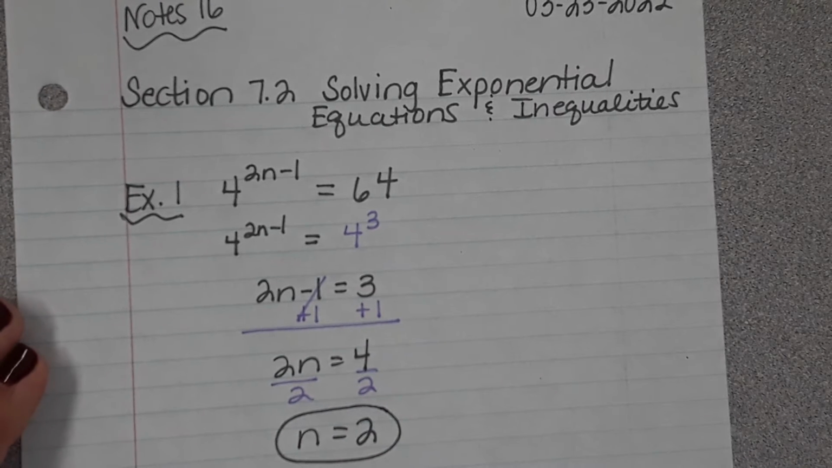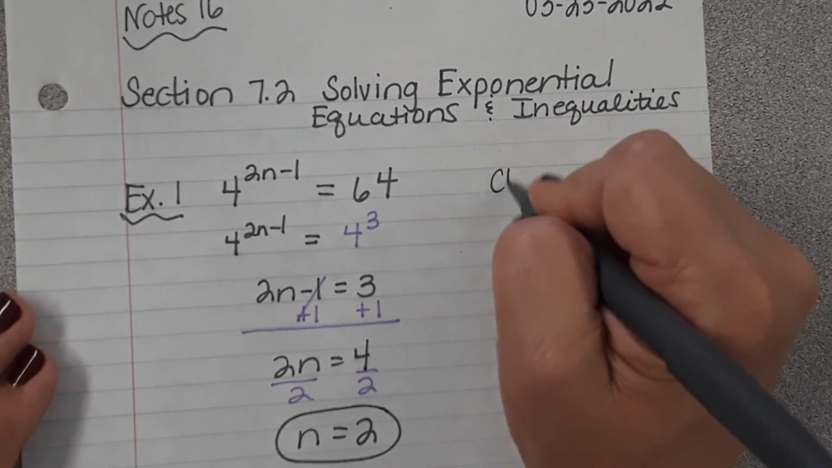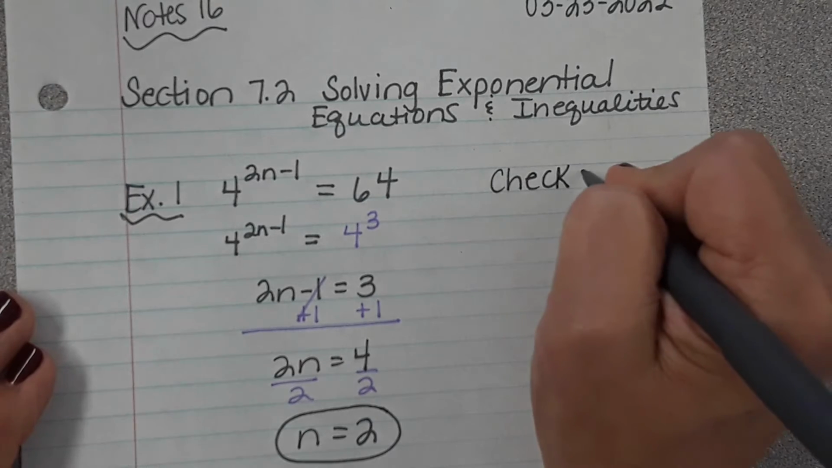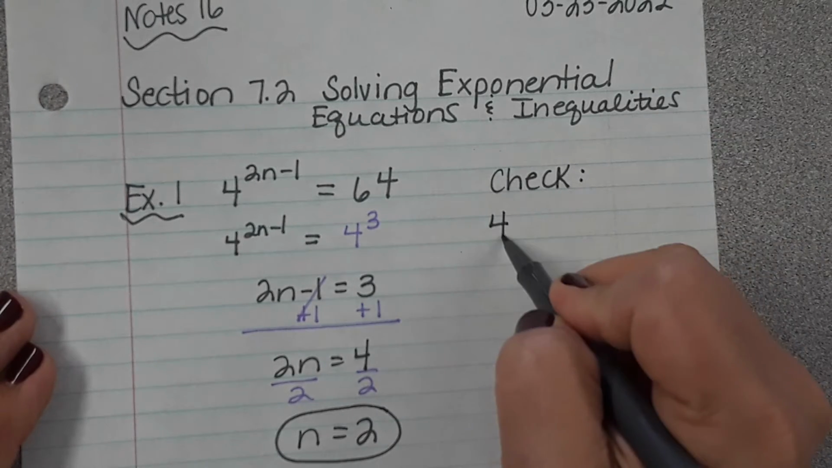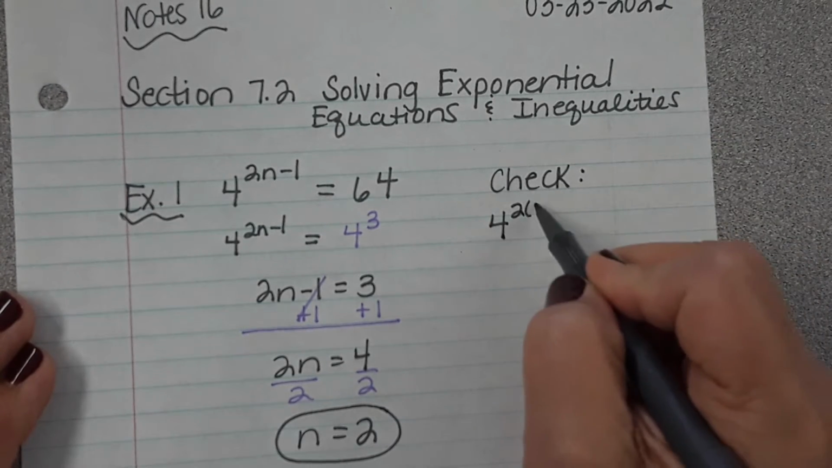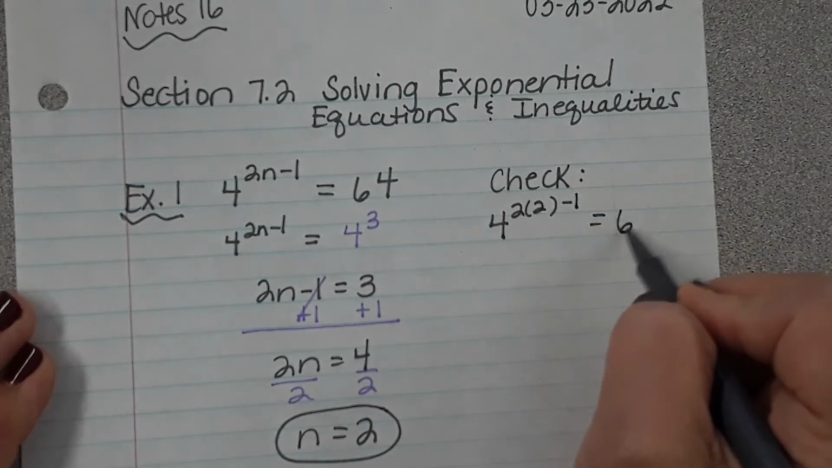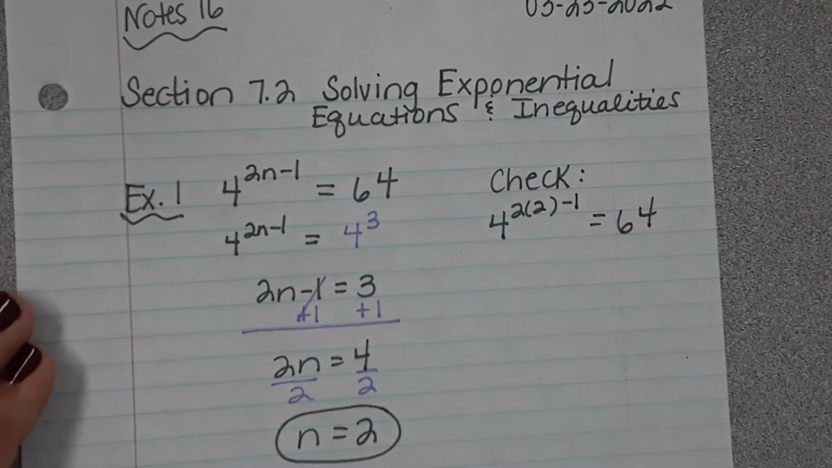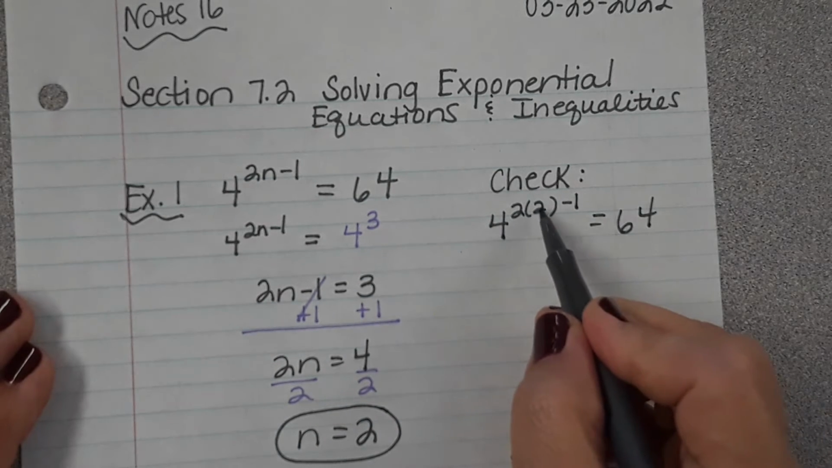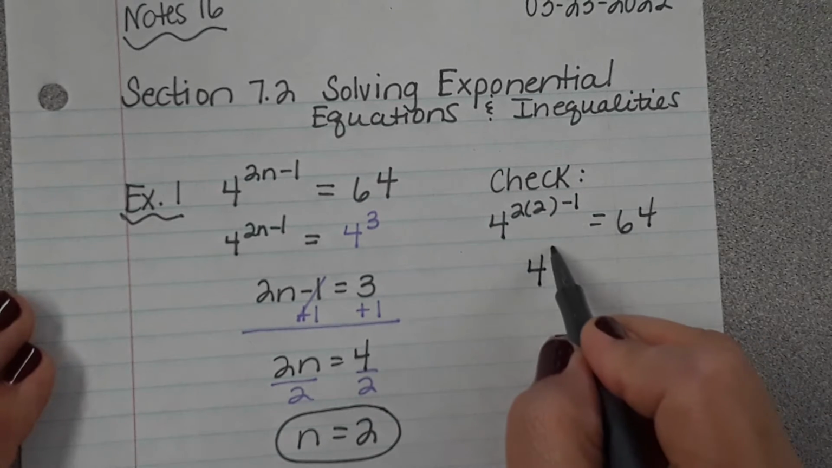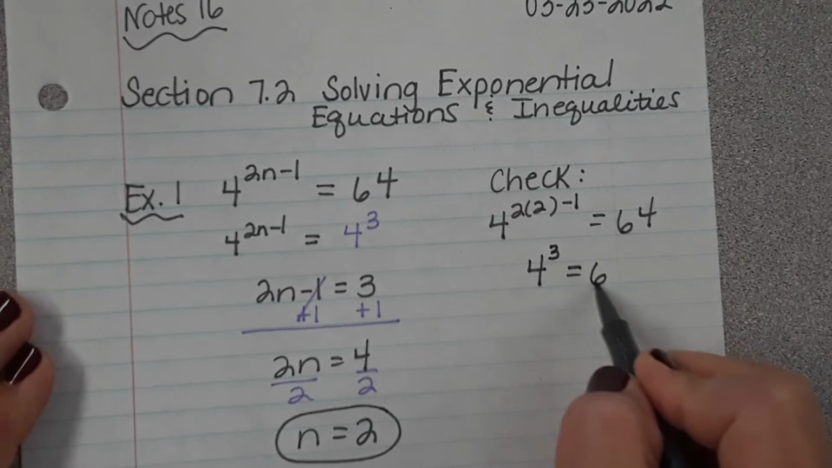So our job is, you guys, you would like to check it to make sure. So we're just going to check to make sure. So it'd be 4 to the 2 times 2, because n is 2 now, minus 1 should equal 64. 2 times 2 is 4. 4 minus 1 is 3.